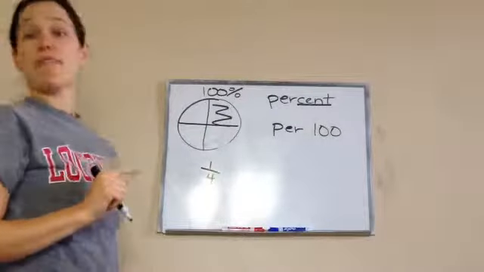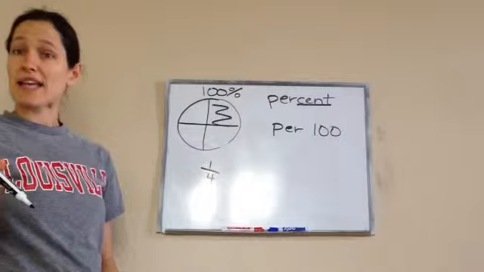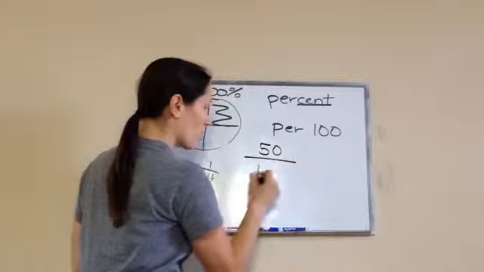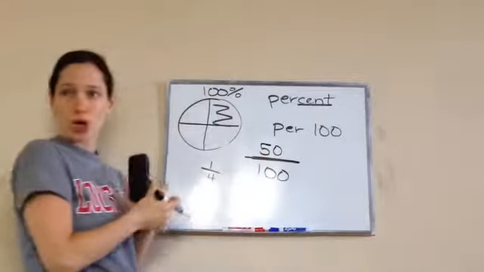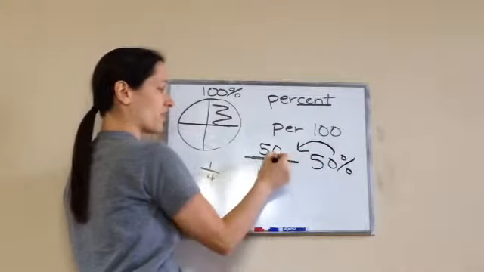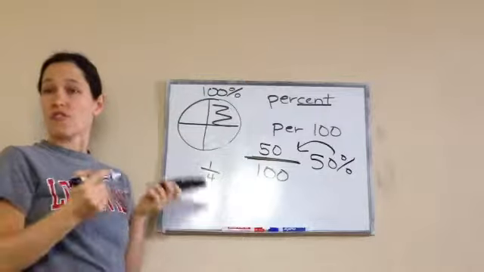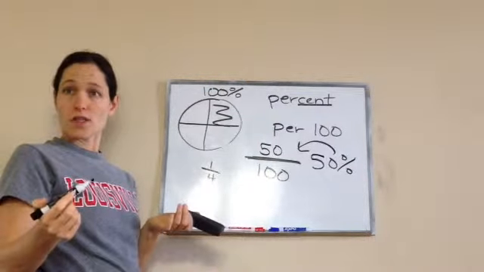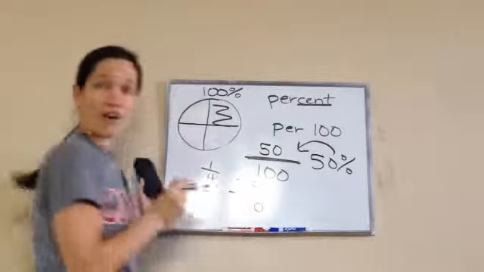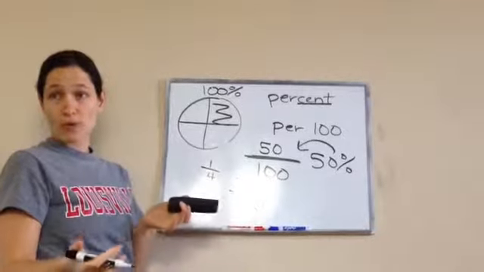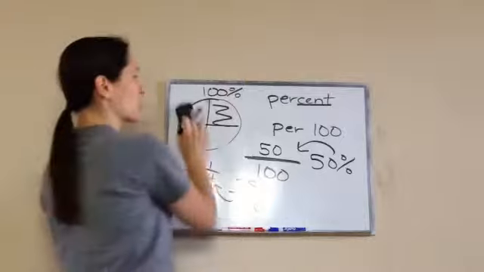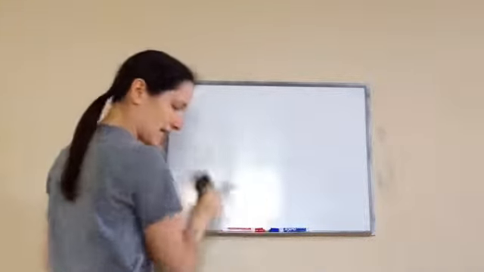For example, if it was 50%, if I was writing that as a fraction, it would be 50 per 100. This line can stand for per. So 50% written as a fraction is 50 per 100, or 50 out of 100. 25% is 25 over 100 as a fraction. Of course, then when we reduce it, it becomes 1/4. So let's try some of these real quick.